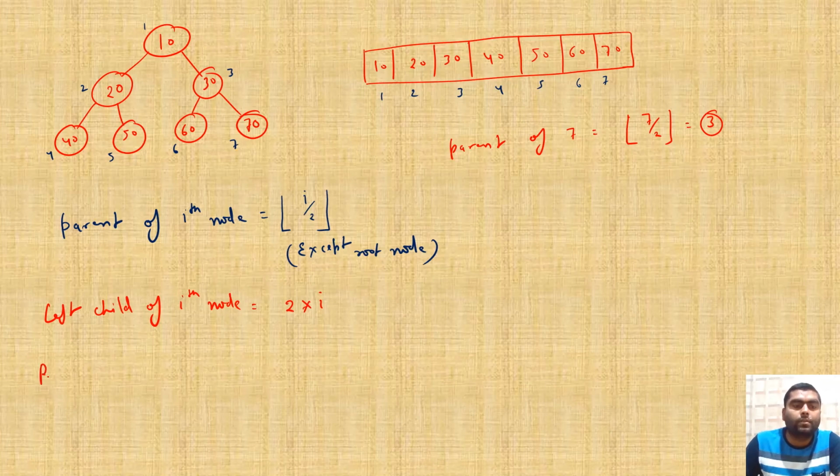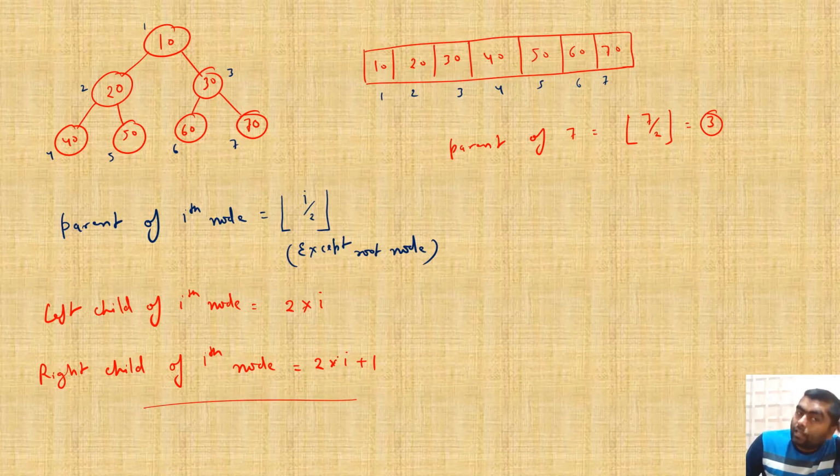Okay, so in case of array implementation all these things will work effectively. Right child of the ith node, so it is what? 2 times i and plus 1. So this is the right child of ith. Just check anyone, like right child of 1, so 2 into 1 is 2 plus 1 is 3, so 3. Right child of this is 3, so 3 into 2 is 6 plus 1 is 7. Okay, so this way you can get.